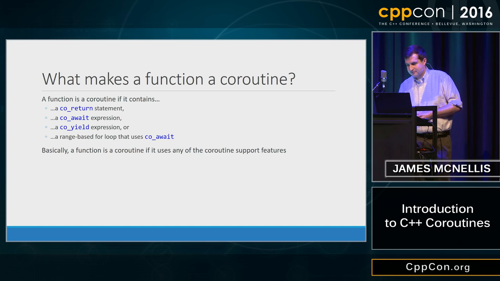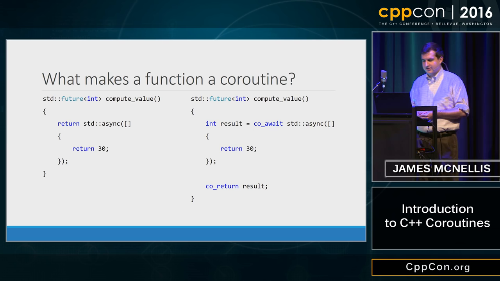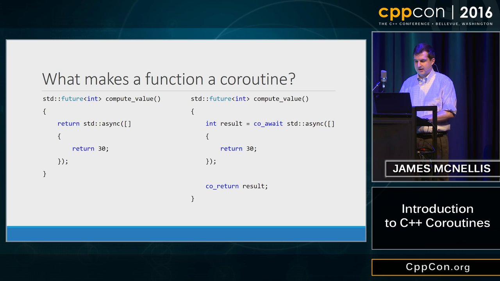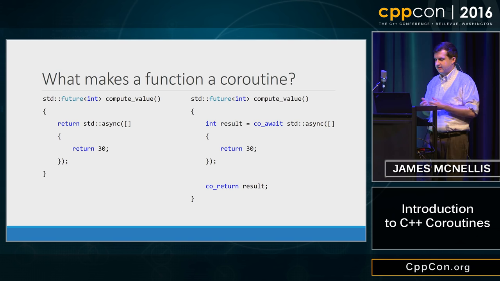So here is that compute value function. I have two different definitions of it. The one on the left is just a normal function. You can write this today in C++11. You can see that it calls std::async to run this very expensive task on a background thread and then return you a future that refers to it. And on the right, we have the same function implemented as a coroutine, and it uses co_await to get the result and then co_return to return the result.